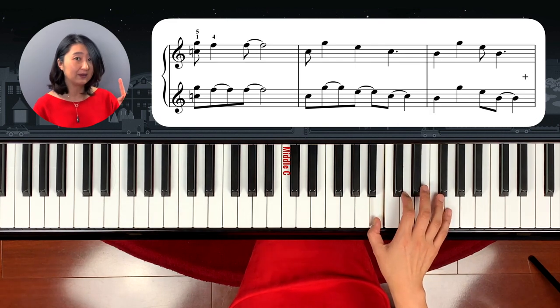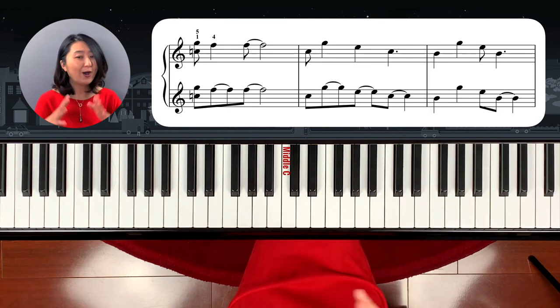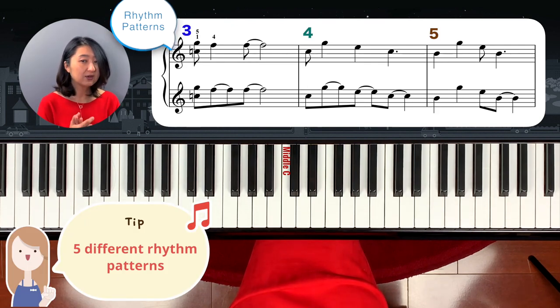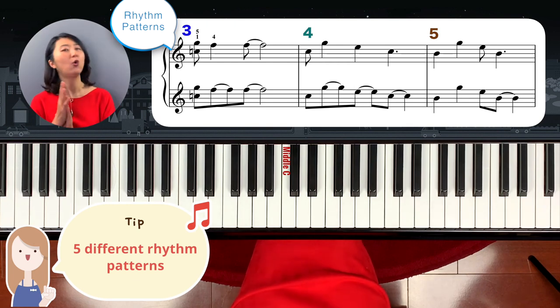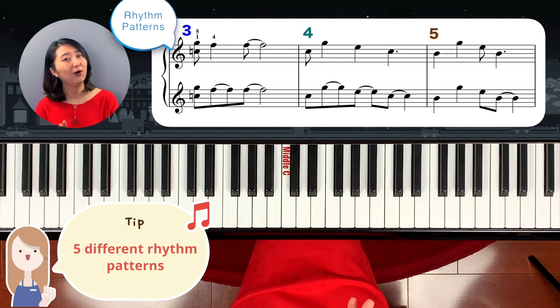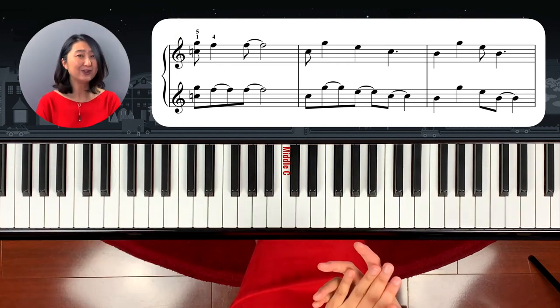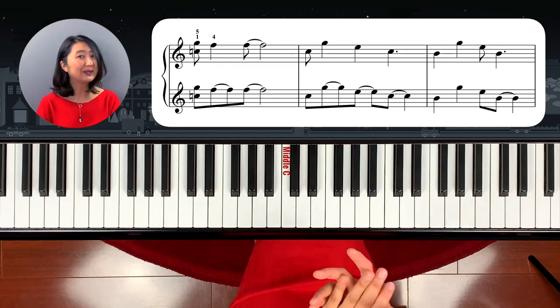1 and 2 and 3 and 4 and, it will be like that. Up to this, we have 5 different rhythm patterns. And if you know all these 5 different rhythm patterns, then you can play a whole entire song, because this song consists of 5 different patterns. Now we learned all the rhythm patterns, so let's play the song.